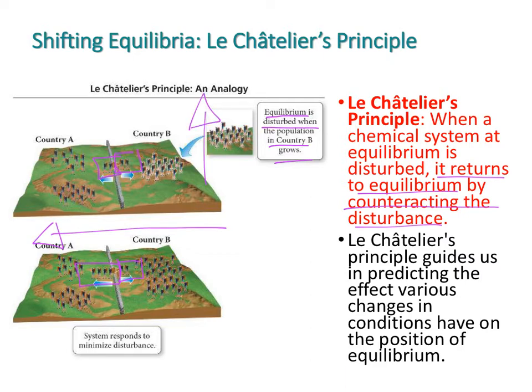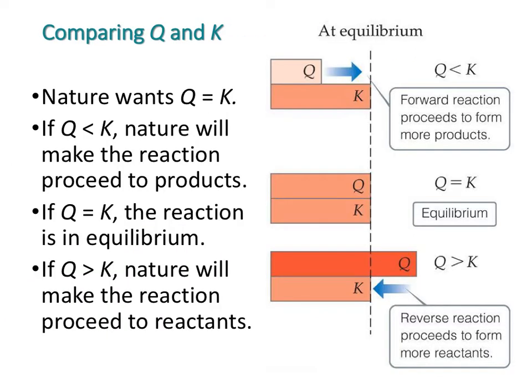So this is Le Chatelier's Principle. Whenever a system that is at equilibrium is disturbed, it will return to equilibrium by counteracting that disturbance. So Le Chatelier's Principle lets us predict the effect of various changes in conditions and what those changes have on the position of equilibrium.